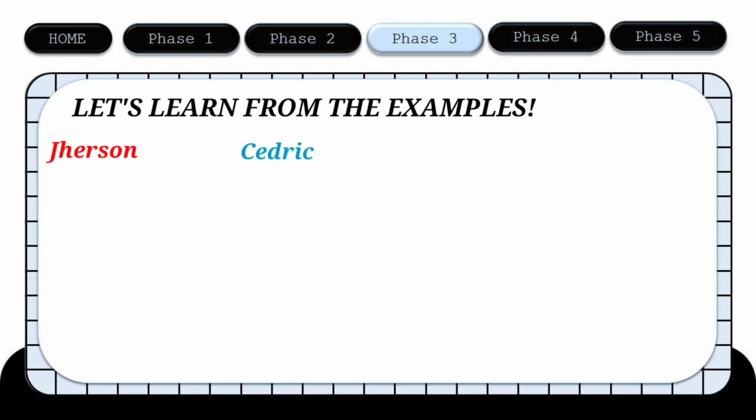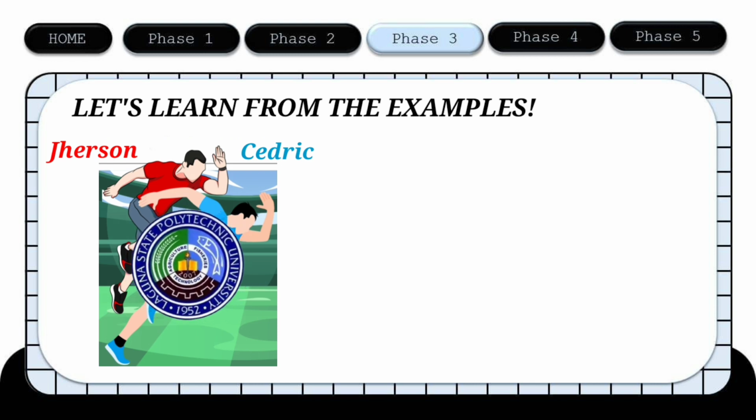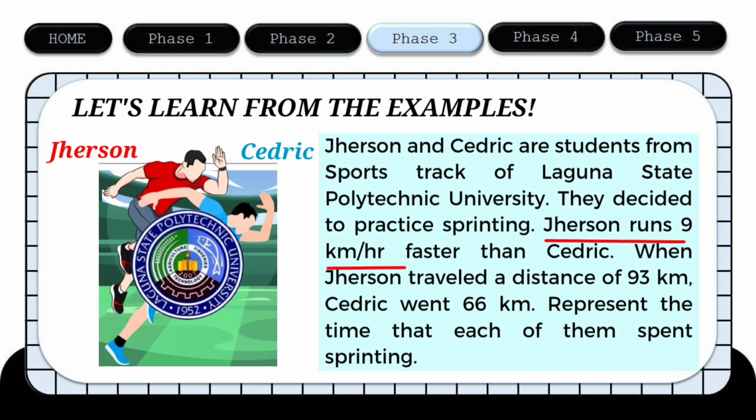Let's say we have Gerson and Cedric. They are students from sports track of Laguna State Polytechnic University. They decided to practice sprinting. Gerson runs 9 km per hour faster than Cedric. When Gerson traveled a distance of 93 km, Cedric went 66 km. Represent the time that each of them spent sprinting.